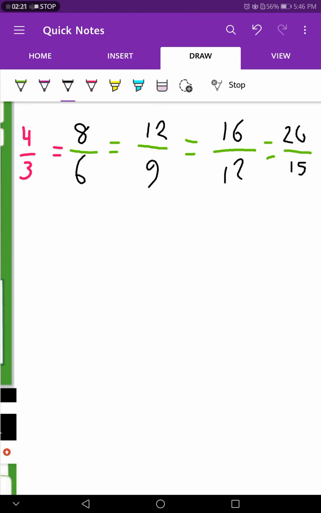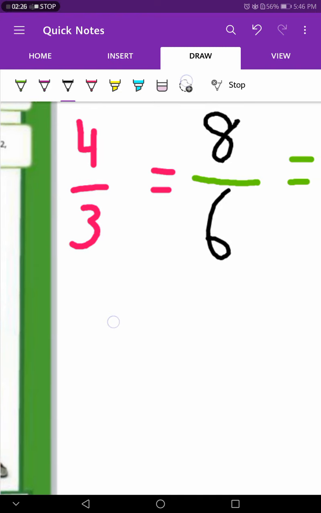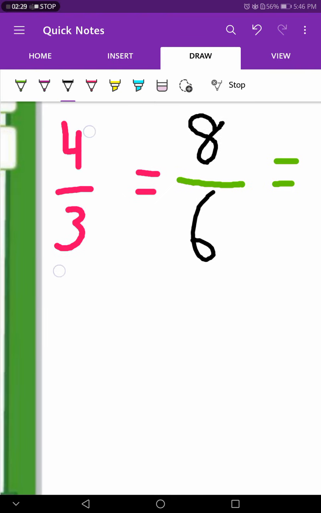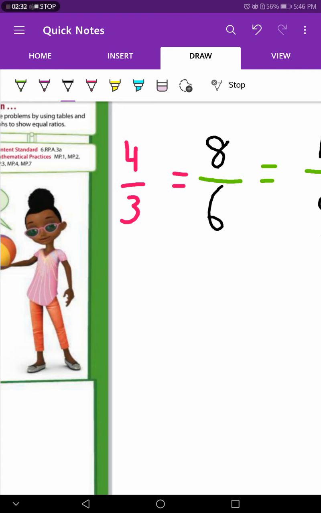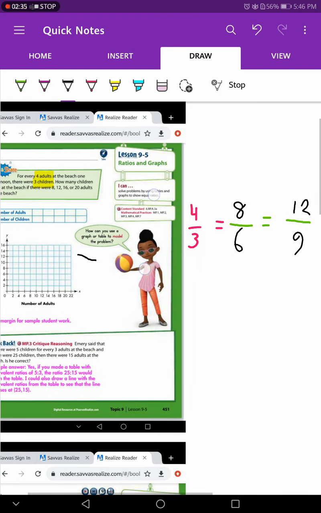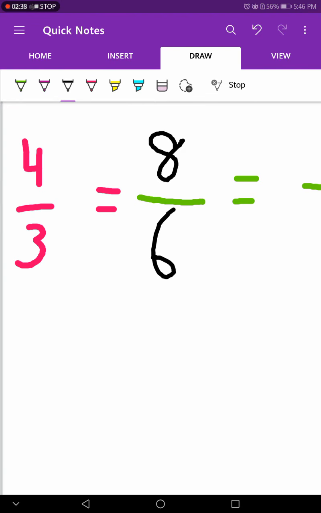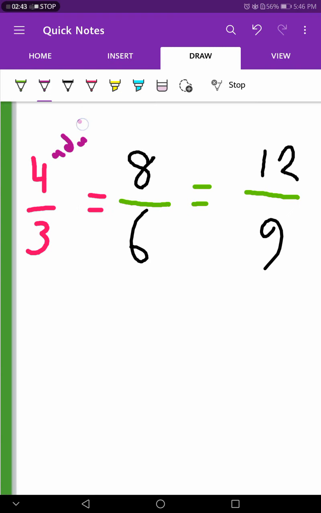But we have to pay attention to something. I have to know what the number up, the numerator, refers to, and what the number down refers to. Let us come back to the question. So the 4 refers to adults. Let us write adults here. And here the 3 refers to children. So for 4 adults I have 3 children.